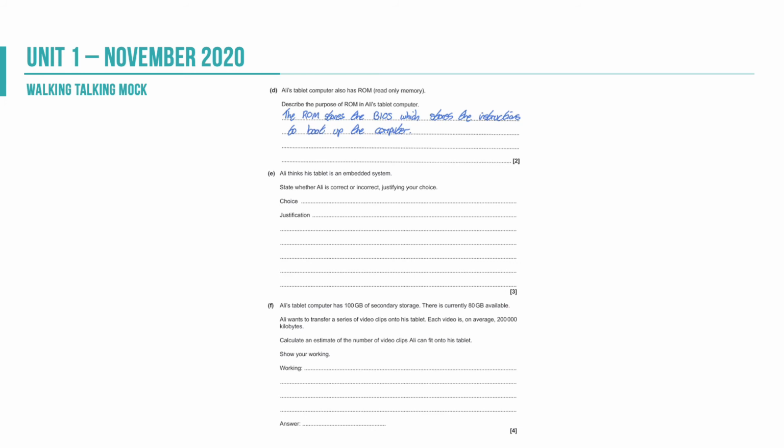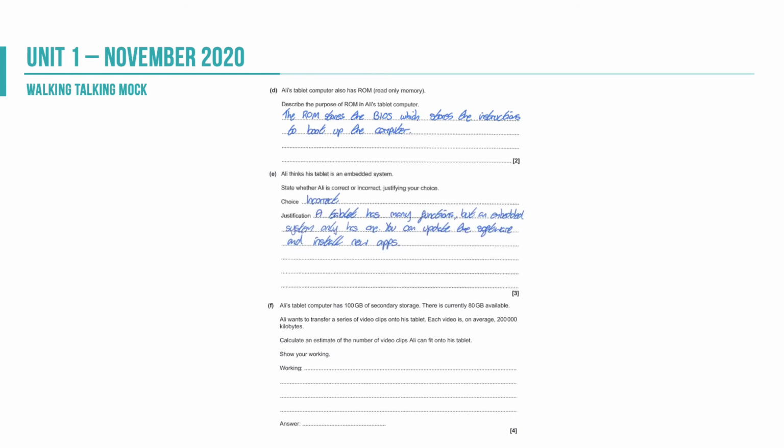Question E is a really interesting one, particularly when you read the mark scheme. Ali thinks a tablet is an embedded system. State whether he's right or wrong and justify your choice. Now, they will accept incorrect or correct. They will accept both options as long as you have justified why you think that. I, however, quite strongly think Ali is incorrect. I do not think a tablet is an embedded system. A tablet has many functions, but an embedded system only has one. You can update the software and you can install new applications.